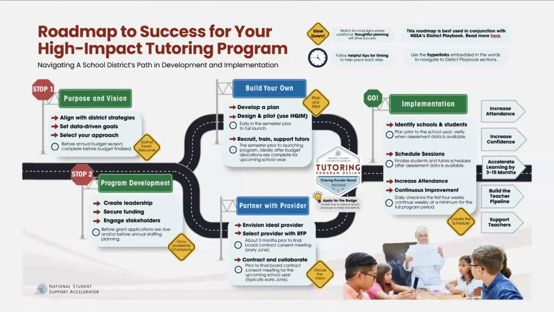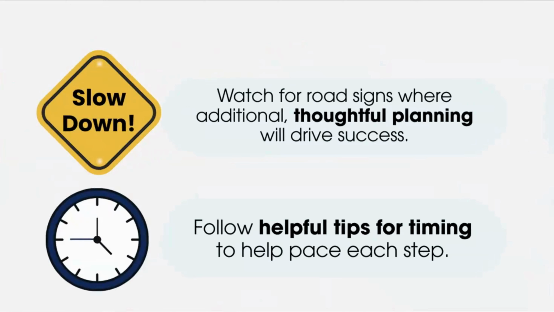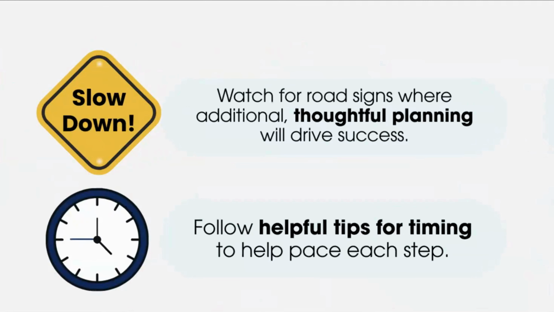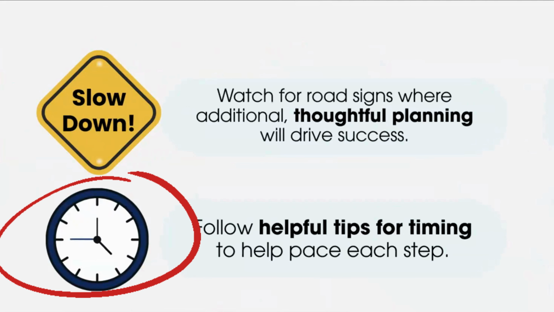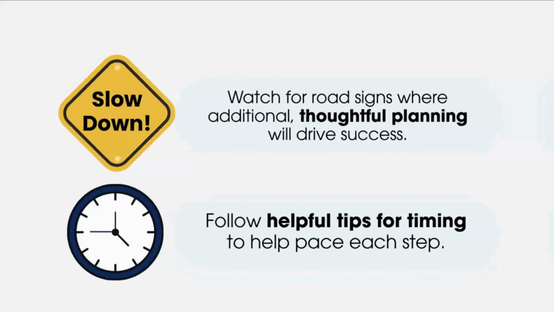I wanted to take a minute and just point out a couple of the features here. We have a couple of really cool icons on this. One is a yellow road sign that indicates some places where we've heard that if you slow down and really take the time to make sure that this specific piece is done really, really well and really right, people see a lot of success. You'll also see a little clock face on this roadmap where you can get some helpful tips for timing based around the typical school year.